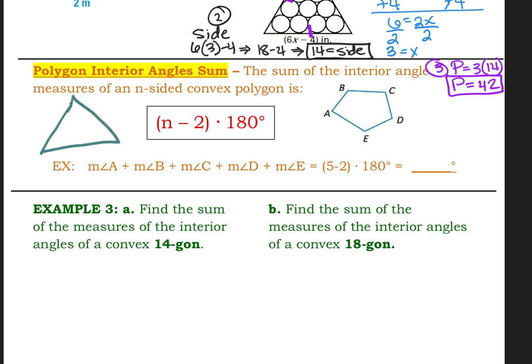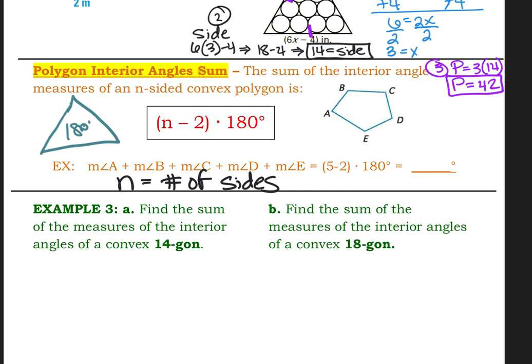180, good, right, 180, always. So there's this formula here where n represents the number of sides. Everyone wants to write this at the bottom: n equals the number of sides on the polygon. If you take the number of sides of the polygon and subtract 2, and then multiply that by 180, you will get the total degrees in any shape.